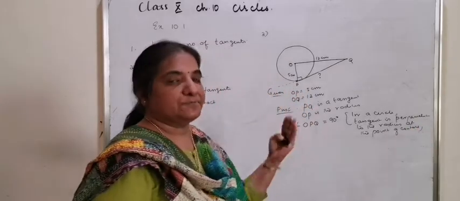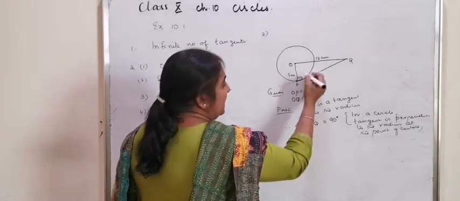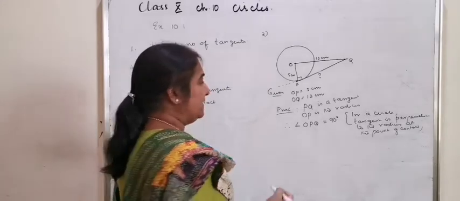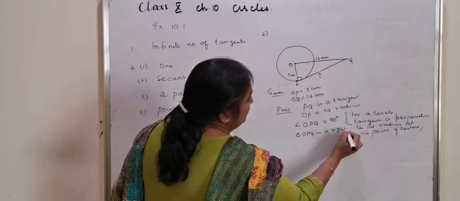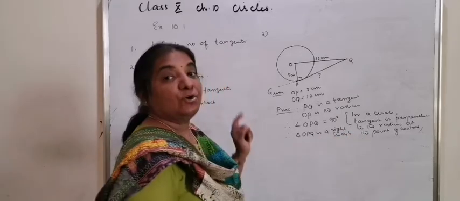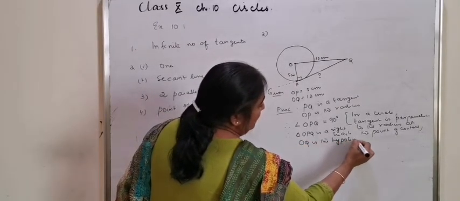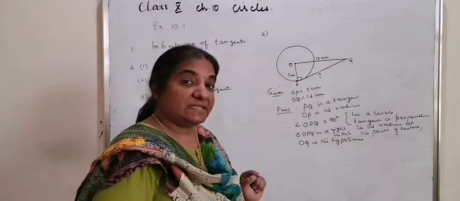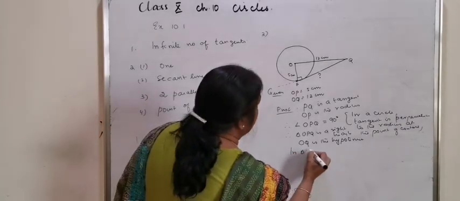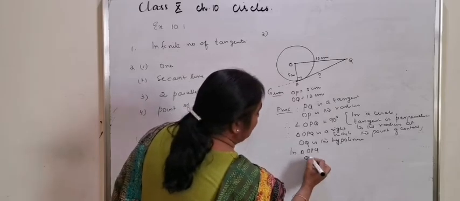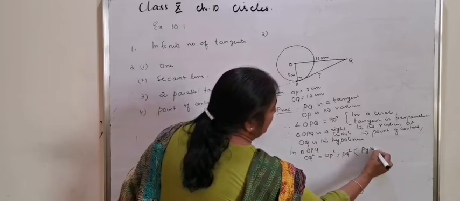Or you can say radius is perpendicular to the tangent at the point of contact. Now, if angle OPQ is 90 degrees, then triangle OPQ is a right triangle and OQ is the hypotenuse. Opposite to the right angle, that side is always the hypotenuse. So, by applying Pythagoras theorem in triangle OPQ, OQ square is equal to OP square plus PQ square.